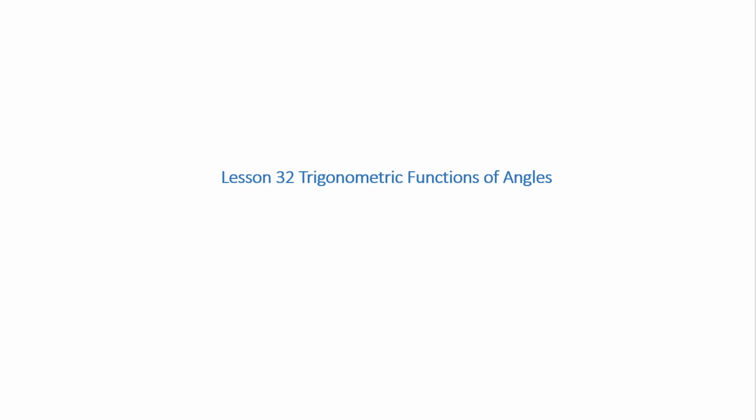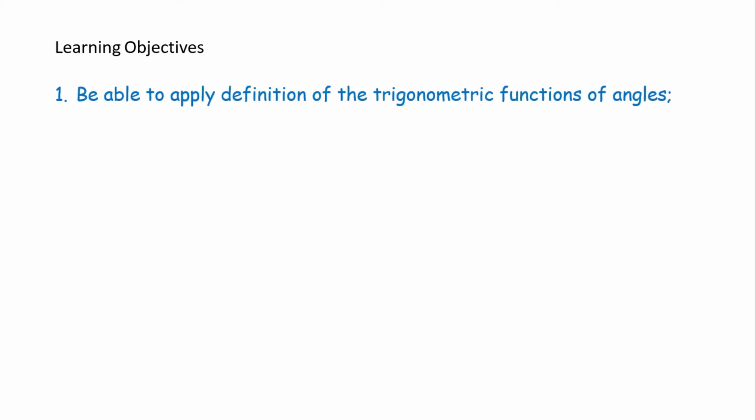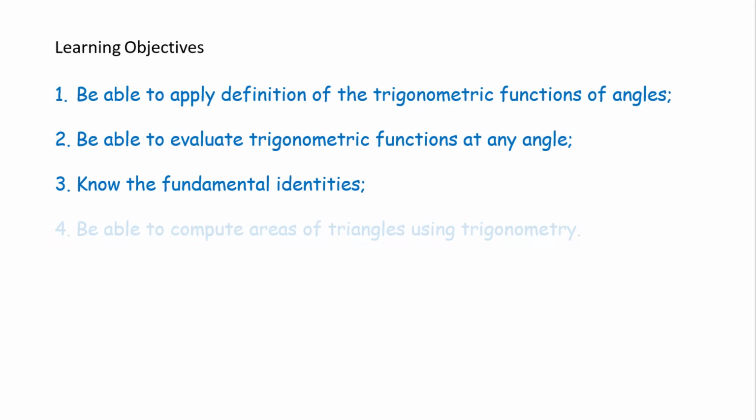The objectives of this lesson are: 1. Be able to apply the definition of trigonometric functions to angles. 2. Be able to evaluate trig functions at any angle. 3. Know the fundamental identities. And 4. Be able to compute areas of triangles using trigonometry.